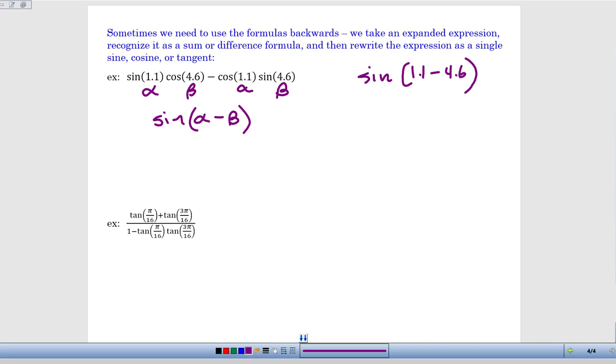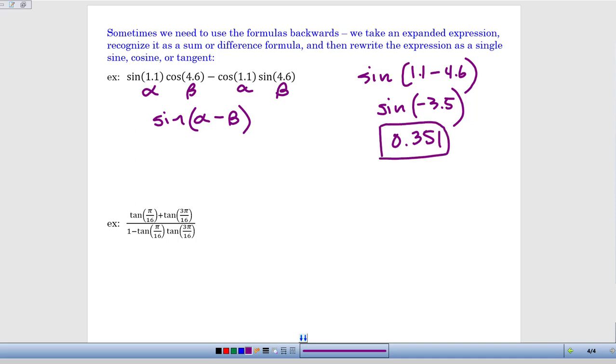I have the expanded expression, and so instead of having to push buttons for sine of 1.1 and the cosine of 4.6, multiplying those results, and then subtracting the product of cosine of 1.1 times the sine of 4.6, I can instead collapse this into sine of 1.1 minus 4.6. I can do the subtraction inside the parentheses. Sine of negative 3.5 is all I have to do. Now I just have to make sure that my calculator is in radian mode, and so if we push buttons on our calculator, the sine of negative 3.5 radians is going to be 0.351.